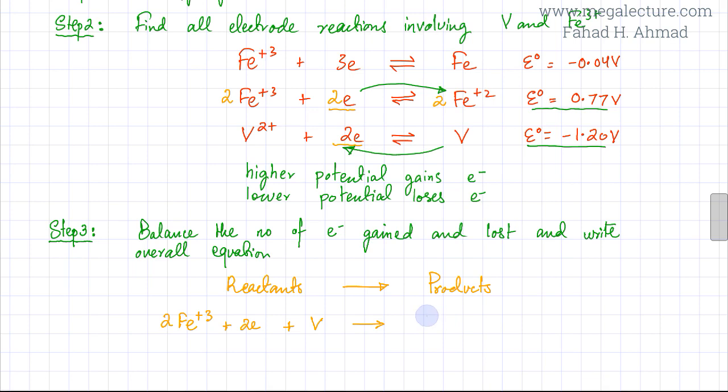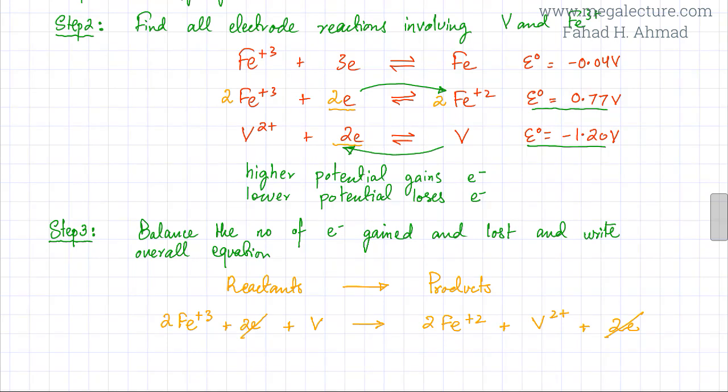So I'm going to sum the products up. It's going to be 2Fe2+ plus V2+, which is the product in the second half reaction, plus 2 electrons. Now these electrons, because they're equal, will get cancelled out. If I remove those, without those electrons, that would be my overall reaction. It's going to be 2Fe3+ plus vanadium, forming 2Fe2+ and V2+. So this is the overall reaction that's occurring when vanadium reacts with Fe3+.